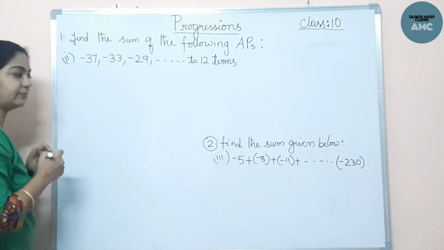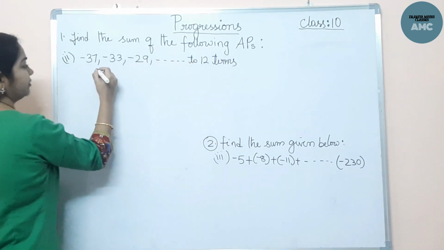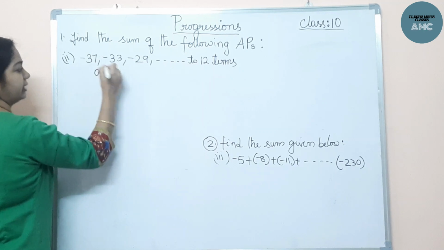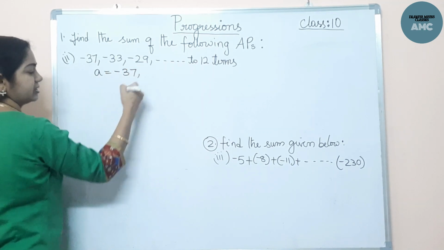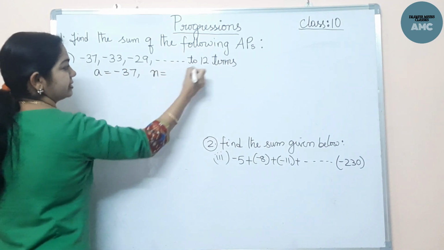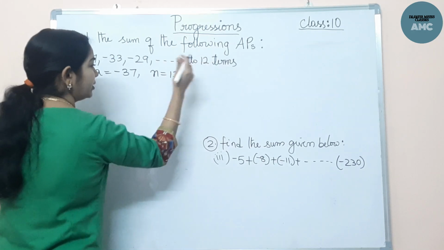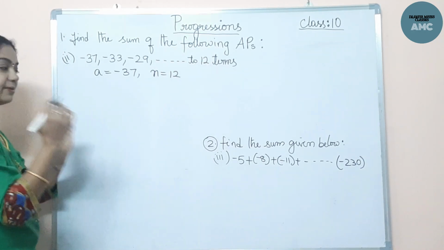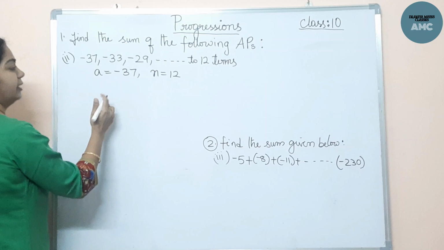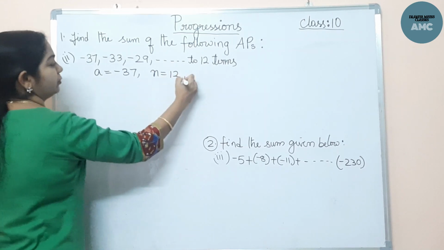Given 12 terms. That means here all we will write now. A value is the first term, minus 37. N is 12 terms. For only 12 terms we have to find this sum. Okay? 12 terms summing up. Now here what do we need?